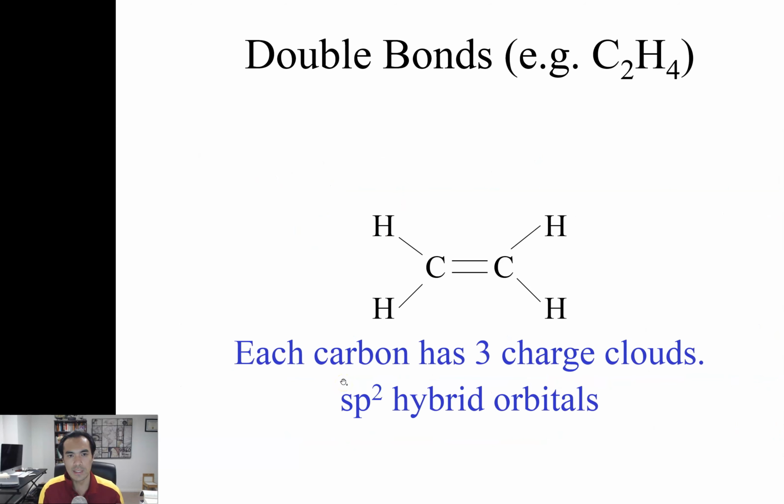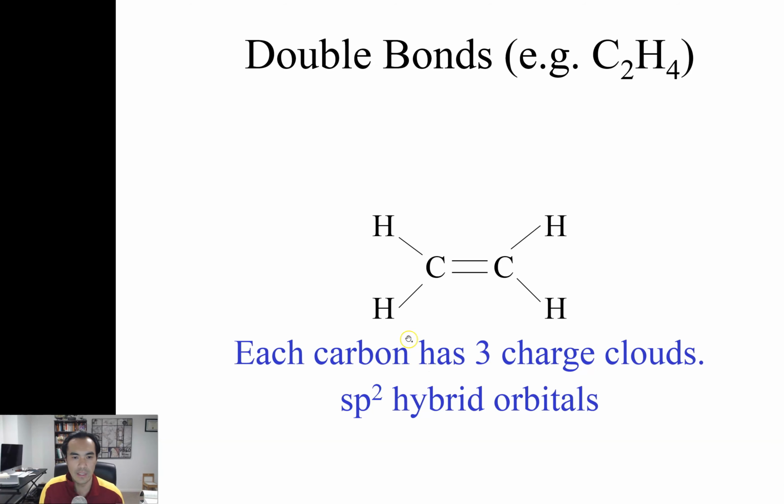So let's talk about this example here for C2H4. We're going to take a look at the CH3 on the left and the CH3 on the right. And in this case, the carbon has 3 charge clouds. This carbon has 1, 2, and 3. And then this carbon here has 1, 2, and 3. Because of that, each carbon has 3 charge clouds. In other words, it is an sp2 hybrid.